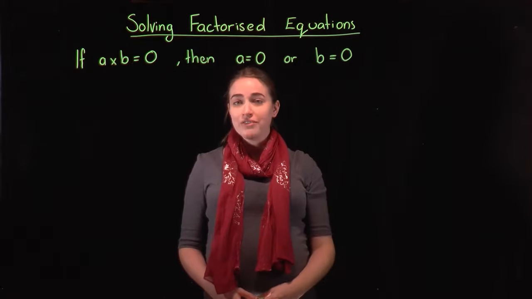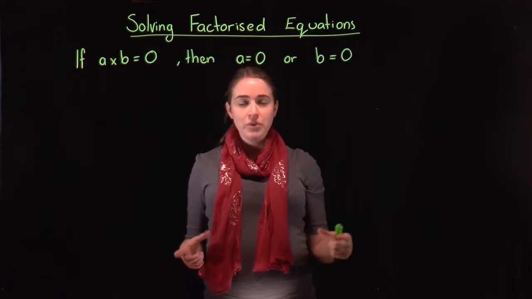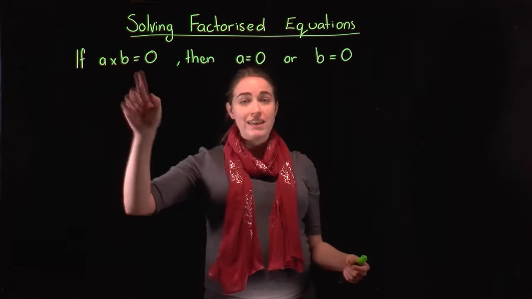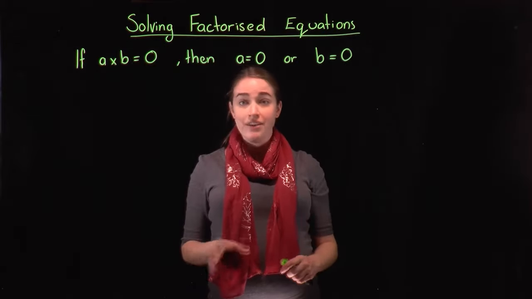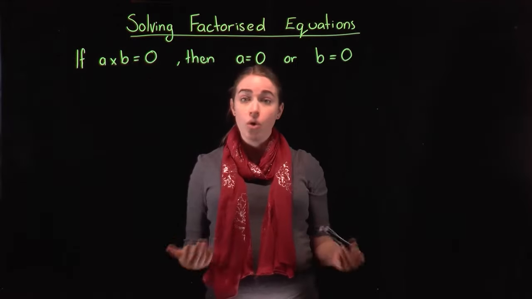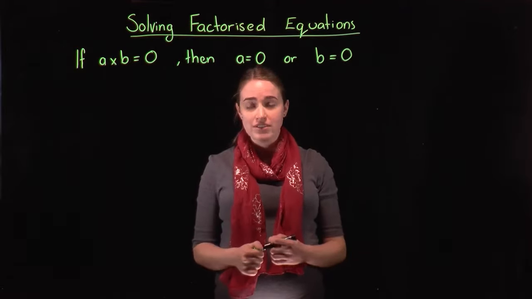In this video, I want to have a look at solving factorised equations. So the piece of information that we need to know to be able to do these is that if we have an expression like a times b, and that's equal to 0, the only way that that can ever happen is if either a is equal to 0, b is equal to 0, or both. So let's have a look at some examples of how that helps us to solve equations.